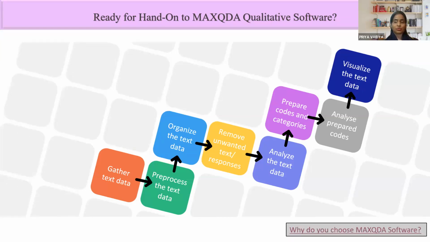So this is all about the reasons why we choose MAXQDA software. I'm not saying that we cannot choose any other software like NVivo. We can do our analysis in any of the software, but this is the beautiful software which I have realized. I'm also telling you one point: MAXQDA provides a 14 days free trial without taking your account details or credentials. So just install it and do your practice on your system or laptop.